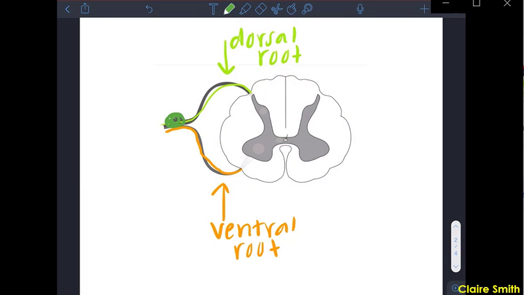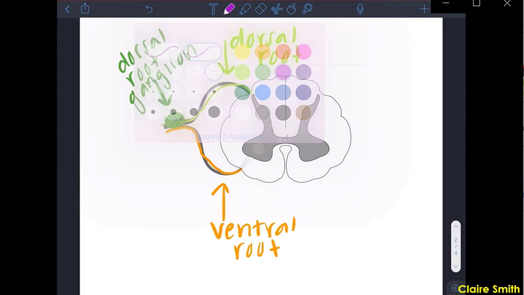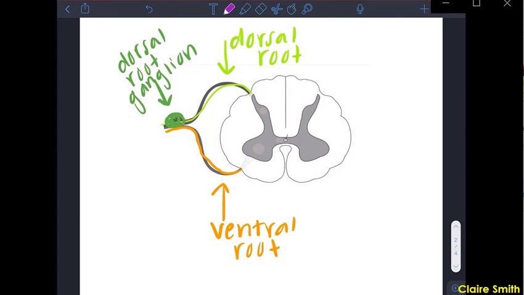A really important structure that I just circled right there is how we know what side's dorsal, and that is called the dorsal root ganglion. You can see only the dorsal side, the dorsal root, has that little bulge in it. So we can always orient ourselves. If we see that bulge, we know it's the dorsal side, right?